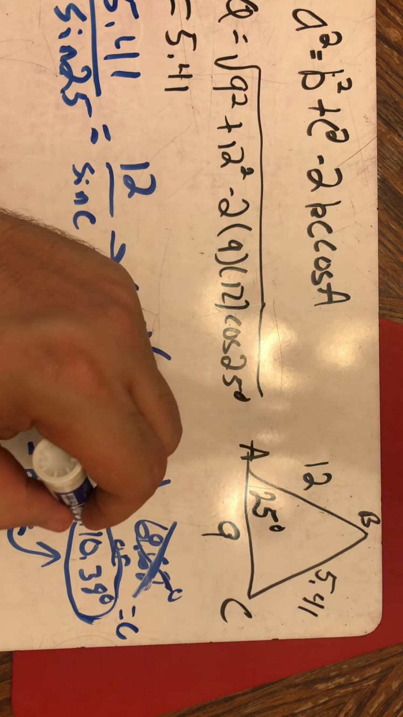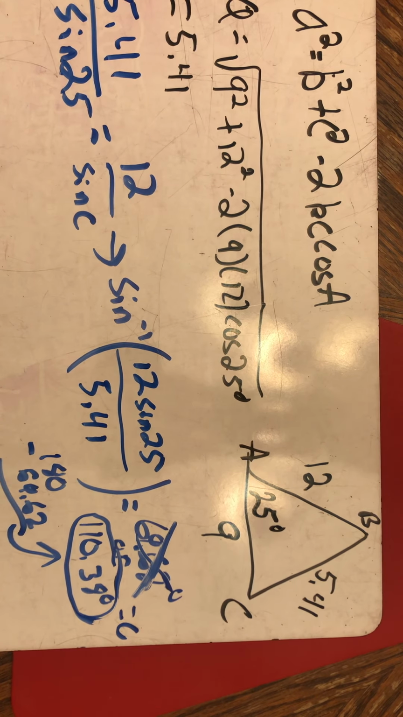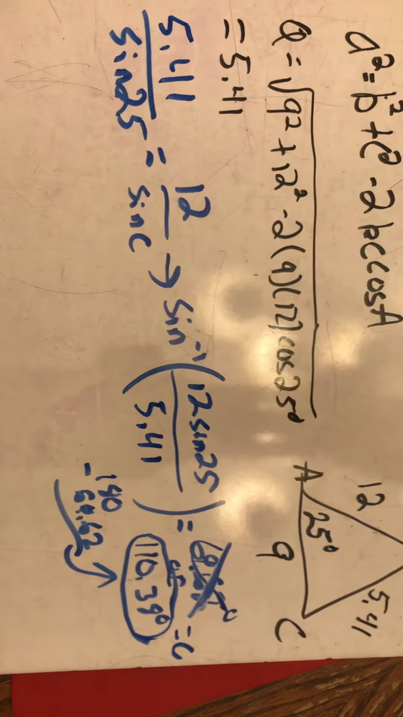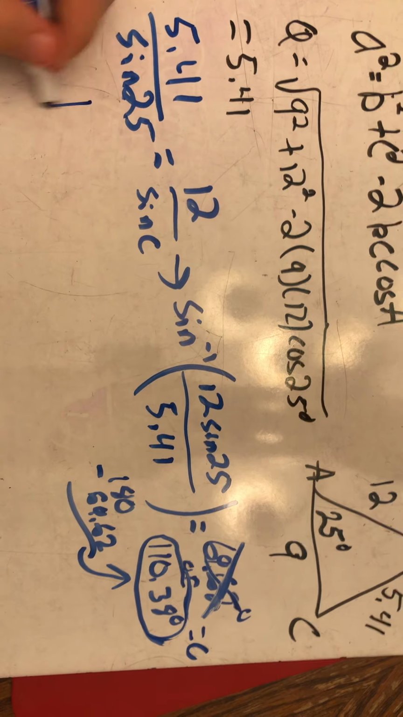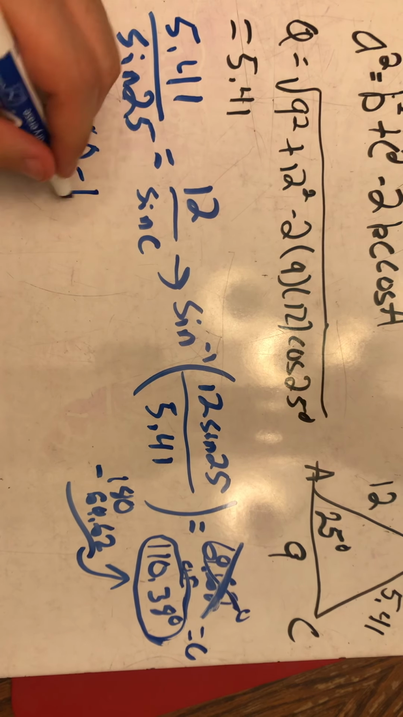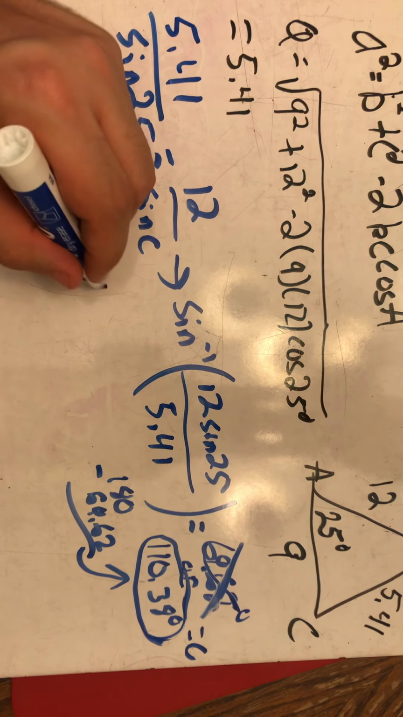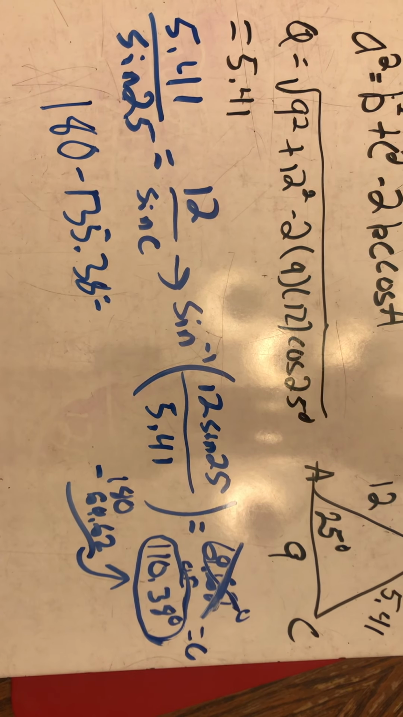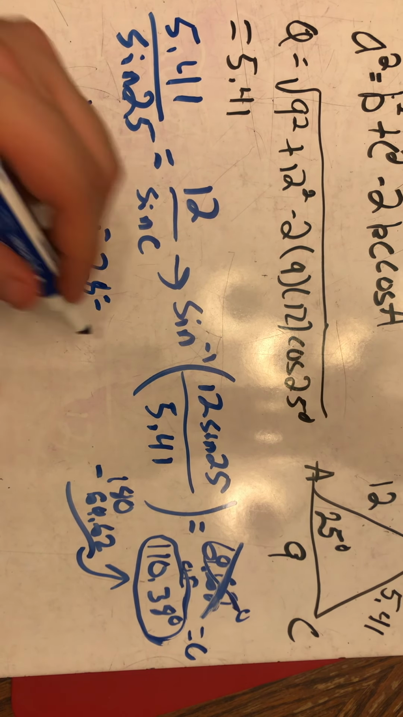25 degrees. We know C is 110.38. Now all that's left, we have to find B. Well, 180 minus 135.38. That is 44.62.